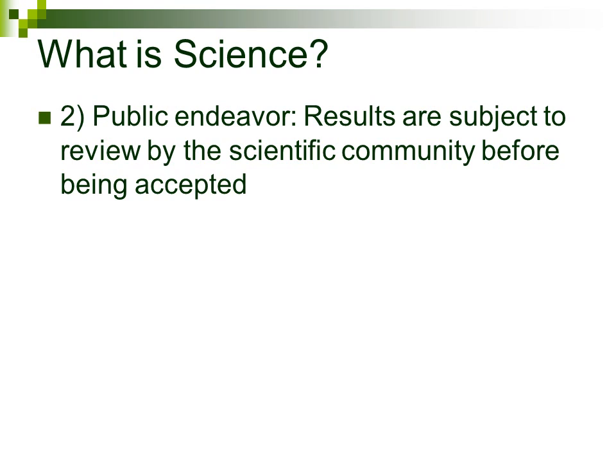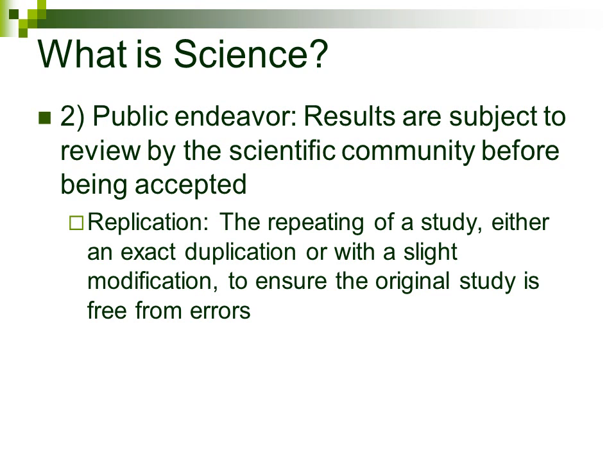Results are reviewed by the scientific community in two important ways. The first way is through replication, which is the repeating of a study, either an exact duplication or with a slight modification, to ensure the original study is free from errors. In other words, for a result to be accepted by the scientific community, other people besides the original finder must be able to generate that finding.